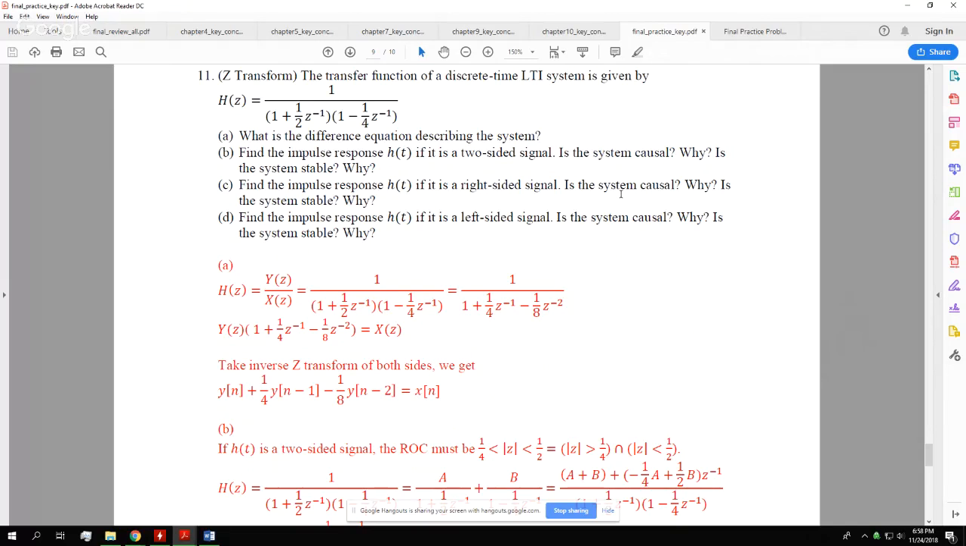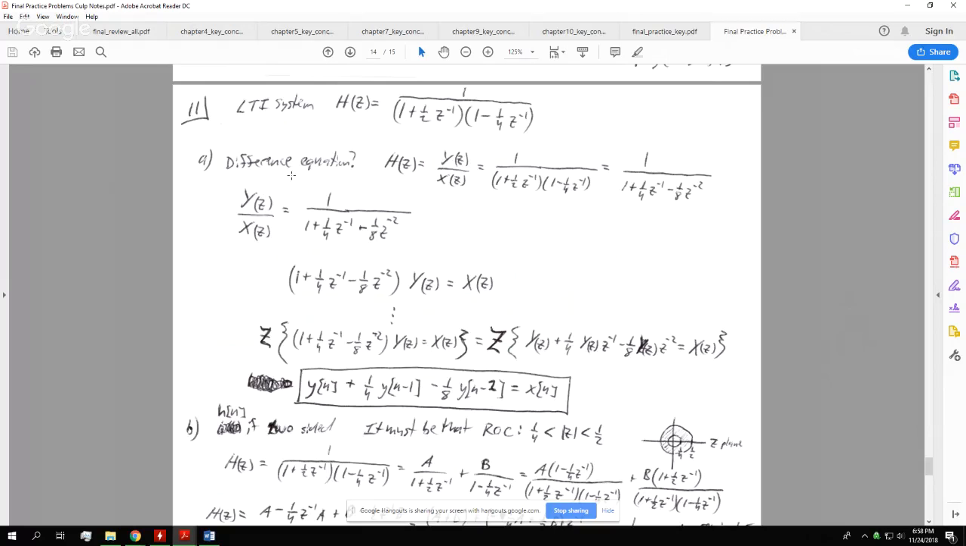On previous problems, it gave us the difference equation, or in the continuous time problem, it gave us a differential equation, and then we had to come up with the transfer function. This time we get to go backwards. So let's go ahead and do part A, and then we'll move on to parts B, C, and D later. So part A, what is the difference equation?